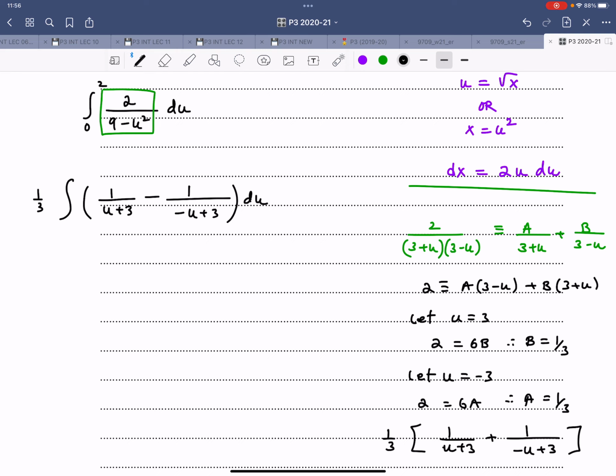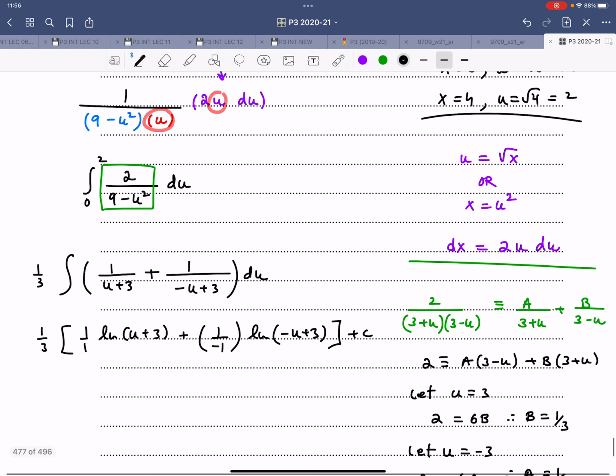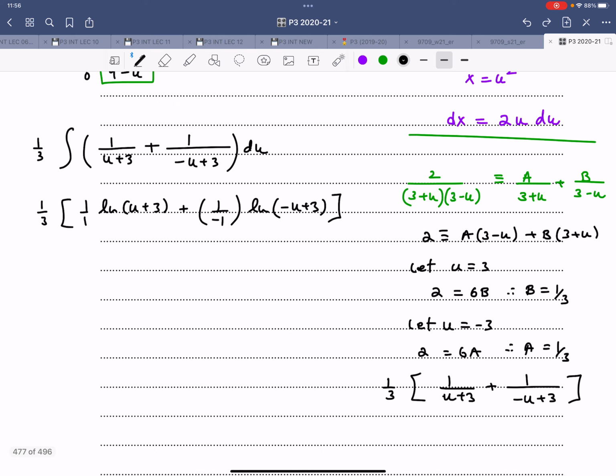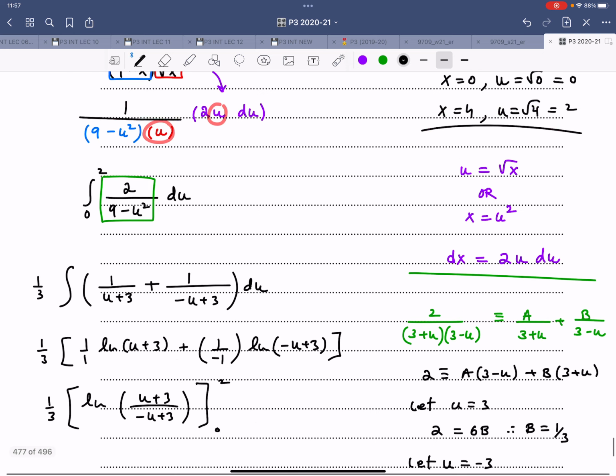So this is 1/3, 1 over 1, ln of u plus 3. There's a plus sign, and now it will be converted into minus, plus 1 over negative 1 because of the u, ln of minus u plus 3, plus c. And there is no plus c because the limits are there, and this is not a differential equation. So this is 1/3, ln of u plus 3 over minus u plus 3, and the limits are 0 and 2, and you have to get the final answer, which is given as 1/3 ln 5.